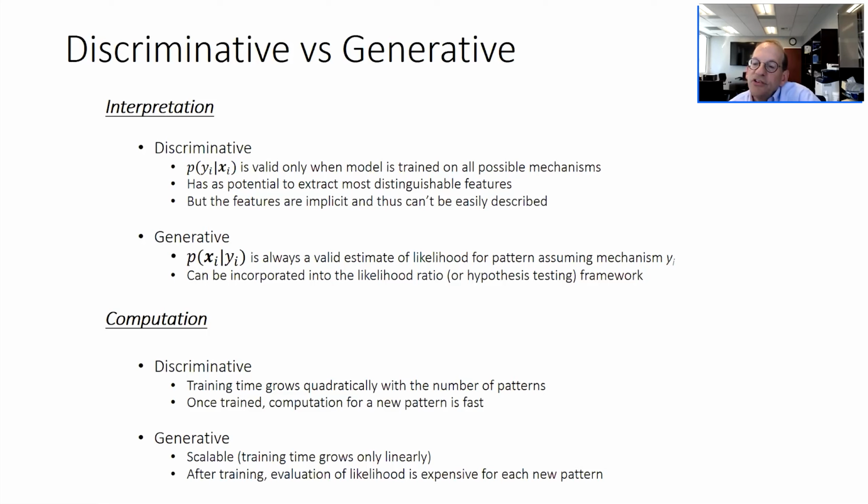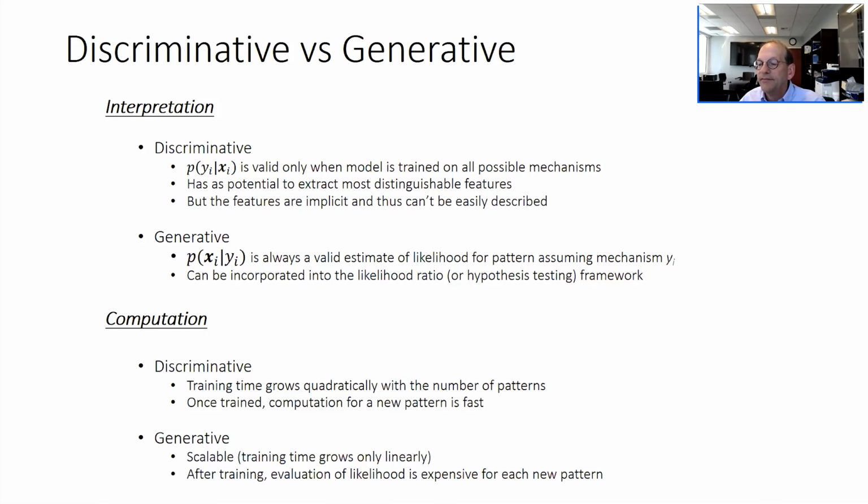Here's a summary of what I just tried to talk through, the two approaches. It turns out they differ in interpretation. The discriminative does a great job classifying, as you'll see in a minute, but it's based only on this kernel measure, and you don't actually know what features it's using to make the distinction. So that's not wonderful. The generative gives you a likelihood type measure, and so can be a little bit more useful in that framework. Computationally, they have different strengths and weaknesses.